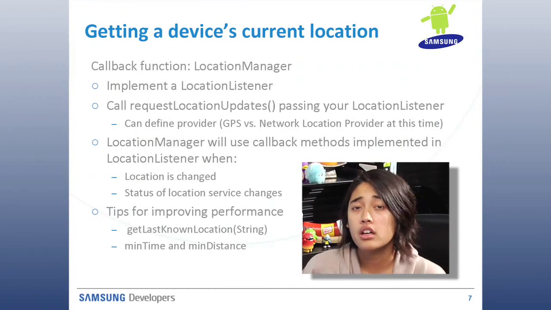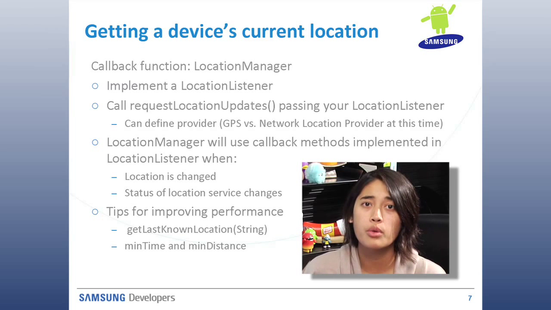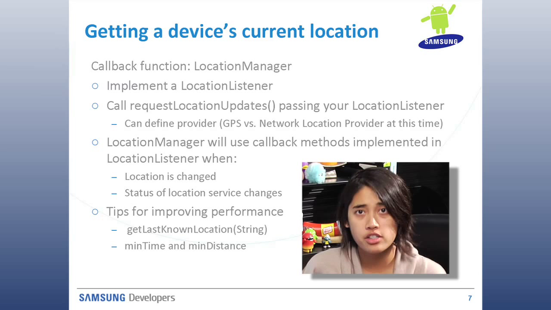So how do you get a current location? In Android, you're going to be using the location manager, and there'll be a callback function that you're going to define. So you need to implement the location listener, and what happens is when you call the request location update, you'll pass your location listener that you've implemented.